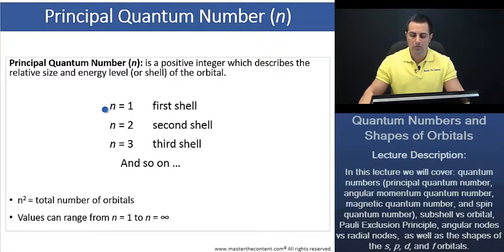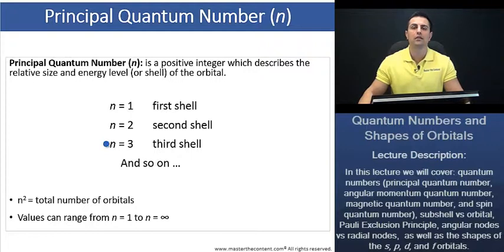Now, when n equals 1, that's the first energy level. When n equals 2, that's the second energy level. When n equals 3, that's the third energy level. And as n gets larger, that's telling us that the electrons are going to be getting farther from the nucleus. Furthermore, as n gets larger, the orbital size is also going to be increasing.